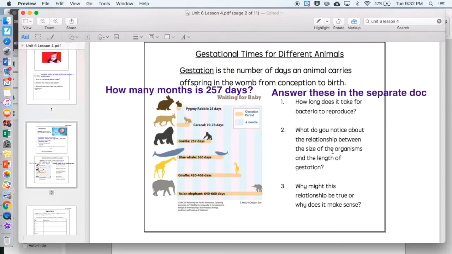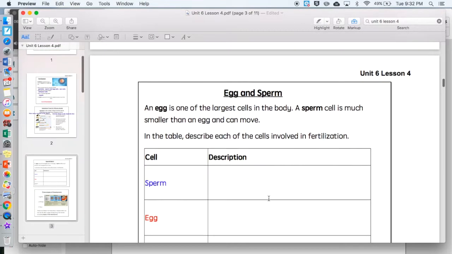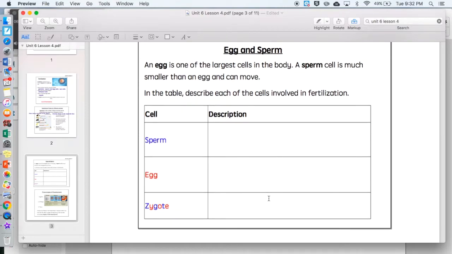What do you notice about the relationship between the size of the organisms and the length or the duration of their gestation? And why might this relationship be true, or why does it make sense? So, answer these in your separate doc. We will go over those tomorrow.